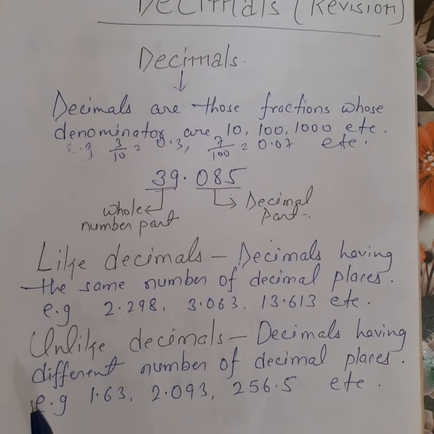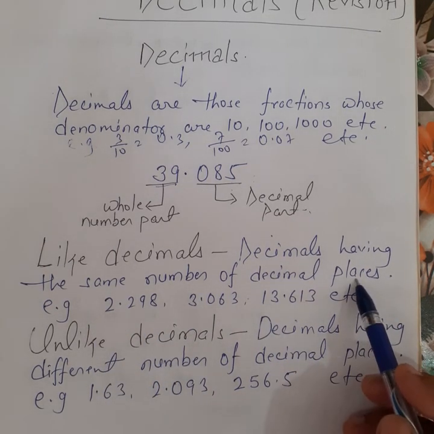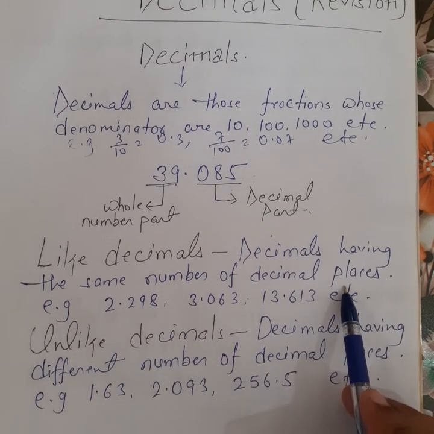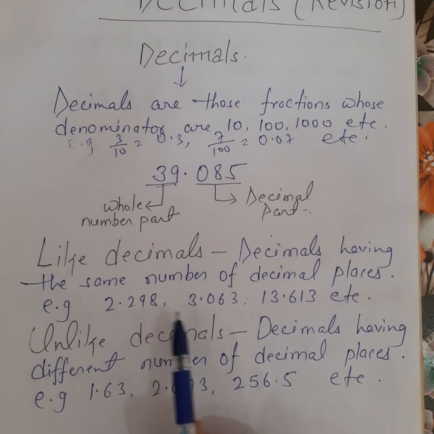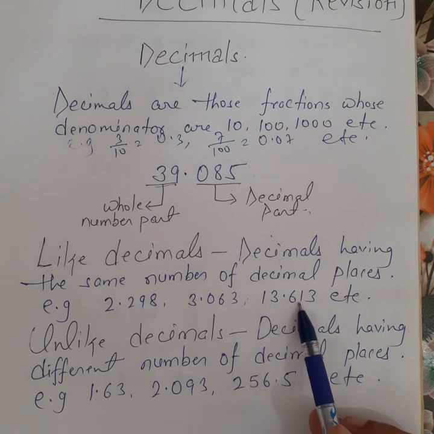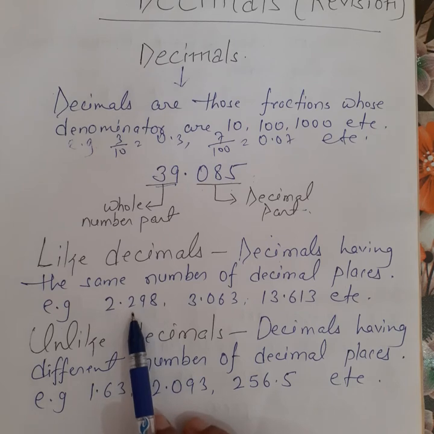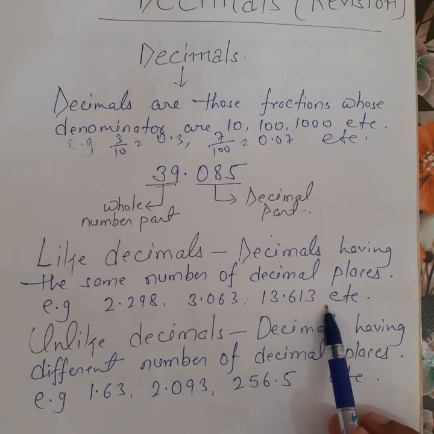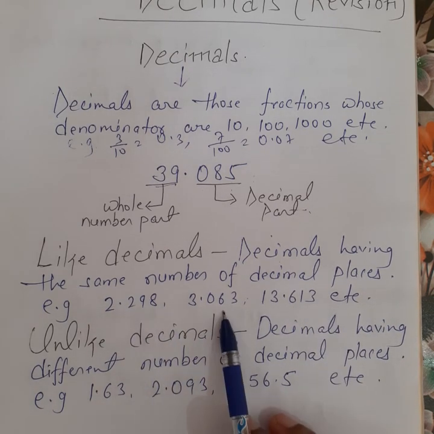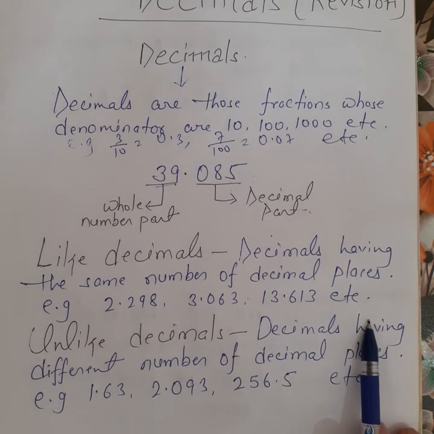Then we learned like decimals and unlike decimals. What is a like decimal? Decimals having the same number of decimal places are called like decimals. Here we have some examples: 2.298, 3.063, 13.613. In these examples, the decimal place of the first one is 3, the second one is also 3, and this number is also 3. It means the decimal places of all the given examples are equal, so these are like decimals.